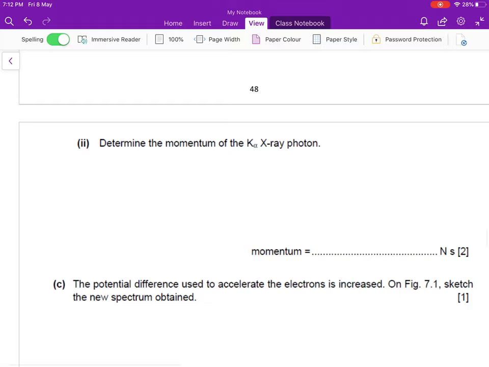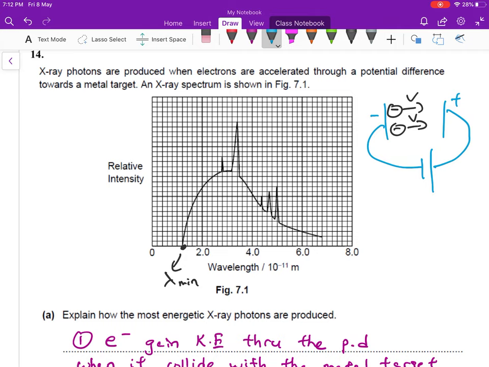Determine the momentum of the K alpha X-ray photon. First of all, we need to identify our K alpha. Which one is K alpha? It should be the highest peak? High wavelength, low energy. Give me a moment. K alpha.